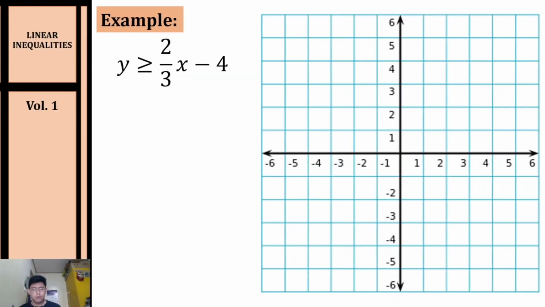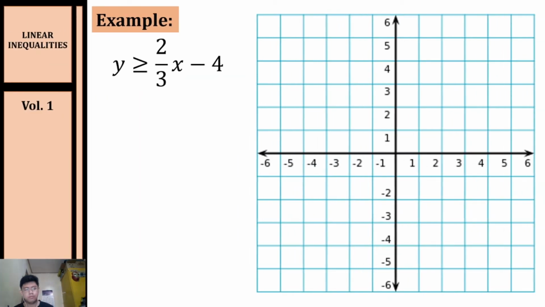Alright. Okay, let's have another example. So for example, we're given y is greater than or equal to 2/3 x minus 4. So first step is for us to graph y is equal to 2/3 x minus 4. So in graphing this slope-intercept form, we can use the slope-intercept method. So we get the slope, which is 2/3, and we get the y-intercept, which is negative 4.